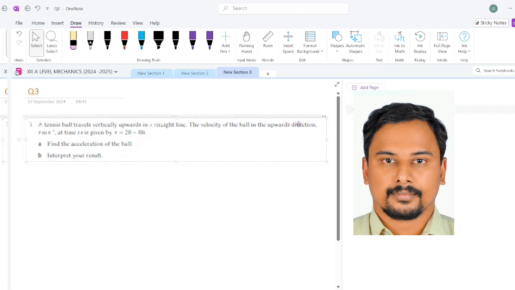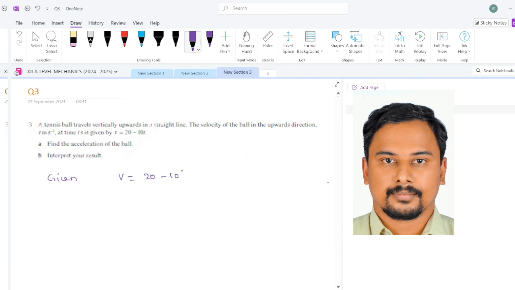Now move on to the next question, question number 3. A tennis ball travels vertically upwards in a straight line. The velocity of the ball in the upward direction is given as v at time t seconds, and the equation is given as v equal to 20 minus 10t. Find the acceleration of the ball and interpret your result. First we will do part A. To find the acceleration, we have to differentiate this with respect to time. So a is equal to dv by dt, that is d by dt of v. What is v? 20 minus 10t.